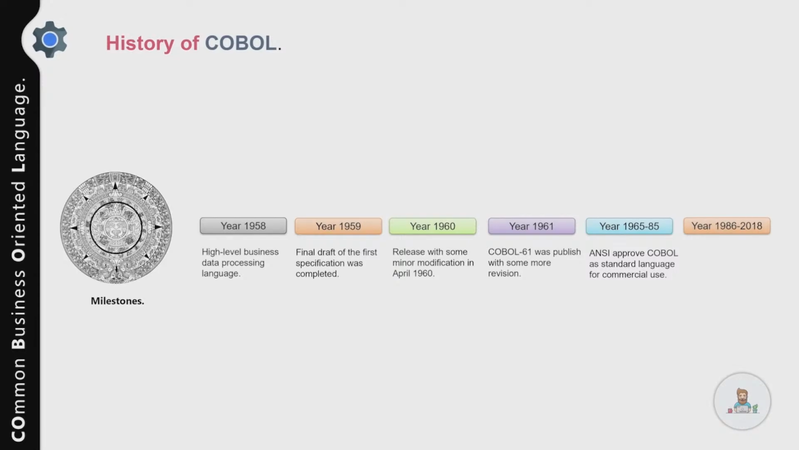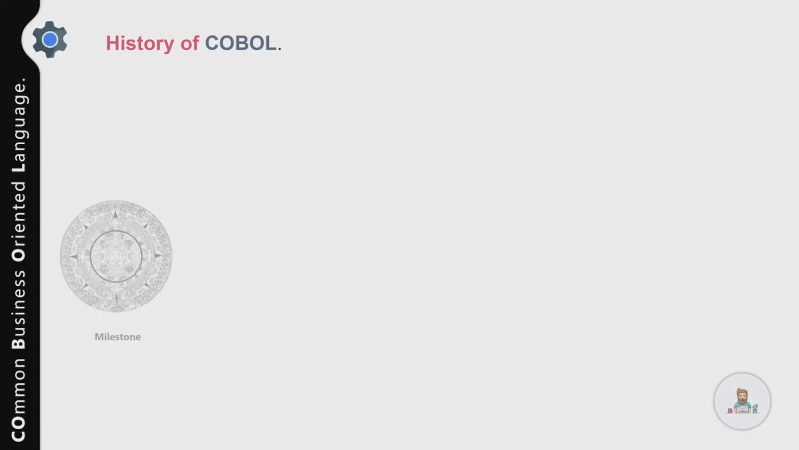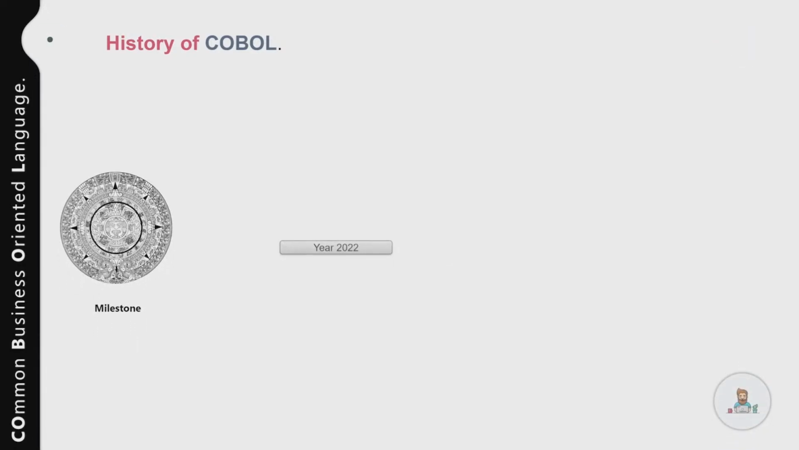From 1968 till 1985, there were multiple versions of COBOL released, including additional features. Multiple versions of COBOL compiler were released between 1986 and 2018 with features such as object-oriented programming, web support, and many more. Now let's talk about the latest version of COBOL compiler, which is available as of May 2022.